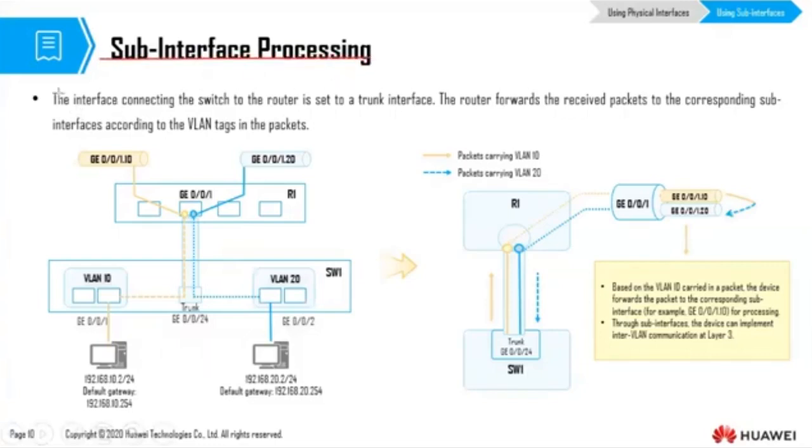So the interface connecting the switch to the router must be set to a what? The router forwards the received packets to the corresponding sub-interfaces according to the VLAN tags in the packets. So let's see how that is done.